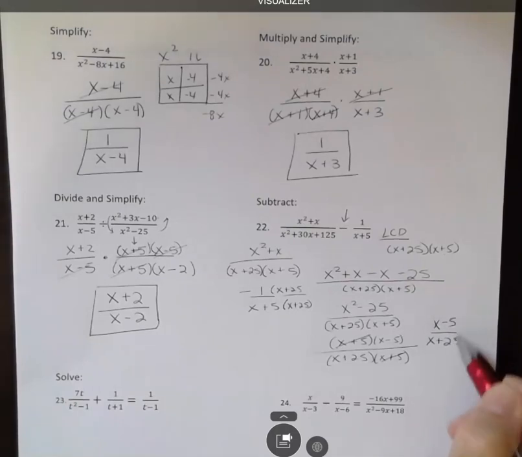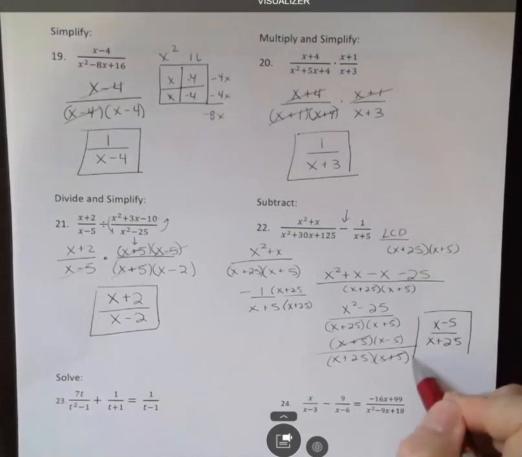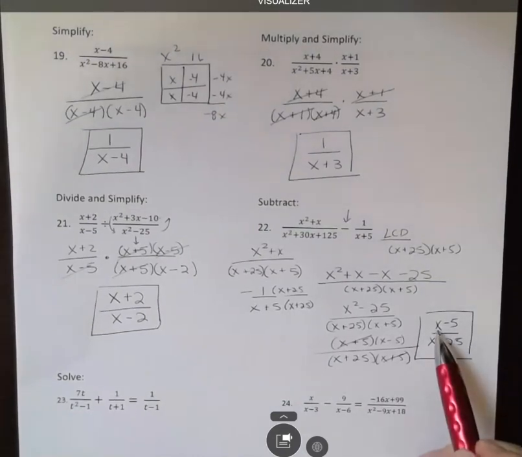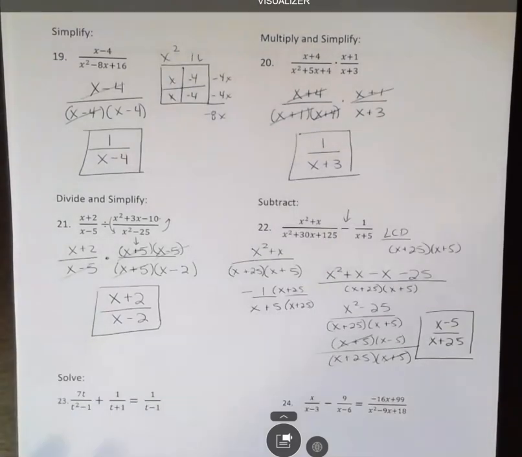It's tempting because it looks like you could cancel some 5s and some x's, but these are just two completely different numbers. If x was 1, that would be 1 minus 5, that'd be negative 4 over 26. Just two different numbers. I can't just go hacking those out.